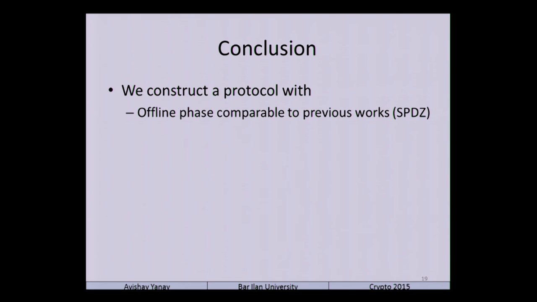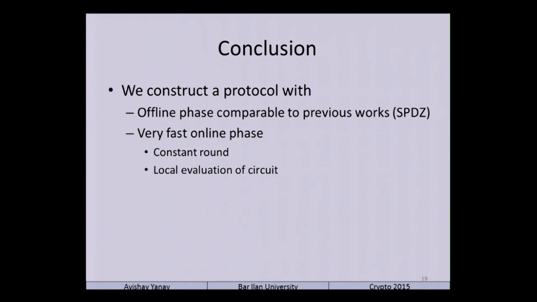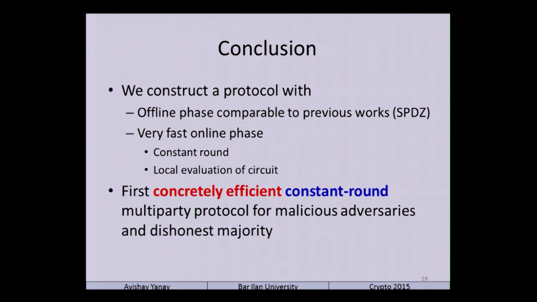So to conclude, we managed to construct a protocol with an offline phase that's comparable to the most efficient protocol that we know today, like SPDZ, and it achieves a very fast online phase. In particular, it has a constant number of communication rounds and allows the parties to locally evaluate the circuit without any further interaction. This is the first concretely efficient constant round protocol for the multi-party case and the dishonest majority setting. And this is the first efficient protocol that follows the Yao approach that I've talked about before.